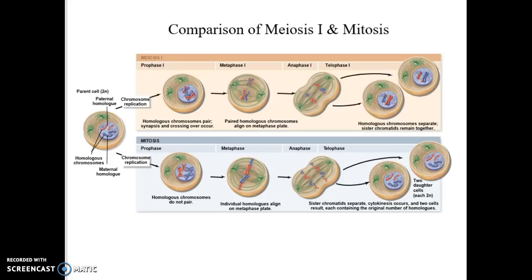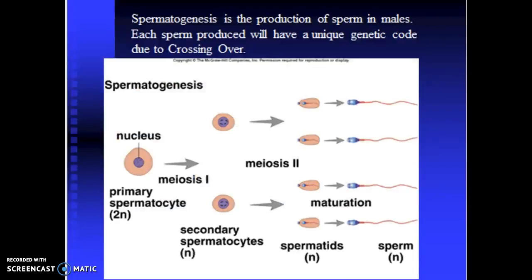So again, I'm trying to use the visual diagrams to help make it a little easier for us. Now, when this goes on in guys, it's called spermatogenesis. This is the production of sperm in males. The primary spermatocyte, the germ cell right here, starts out as a diploid cell, 2N. When it goes through meiosis 1, it divides in half, and now it becomes haploid.